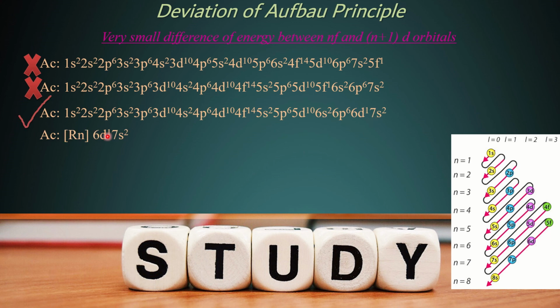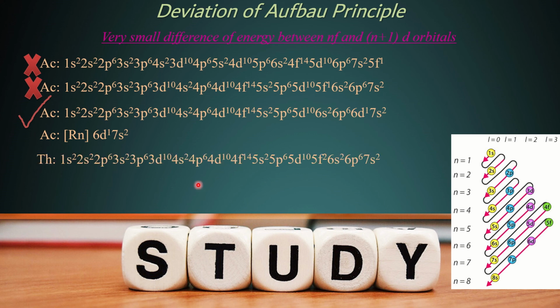This electronic configuration also we can write up to 6p6. This is the sixth inert gas, that is radon, and then it is 6d1 7s2. In the same way, if we write the electronic configuration of thorium, the atomic number is 90. That means it will become 5f2. Here 89 was 5f1 and 90 will be 5f2.